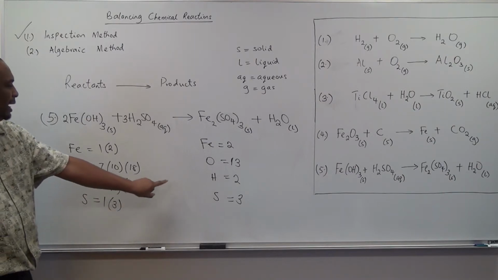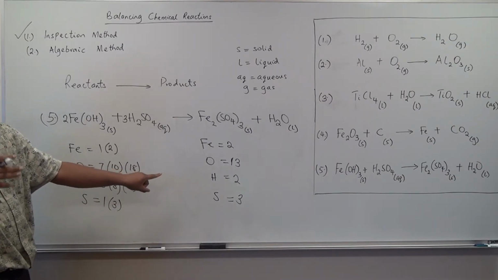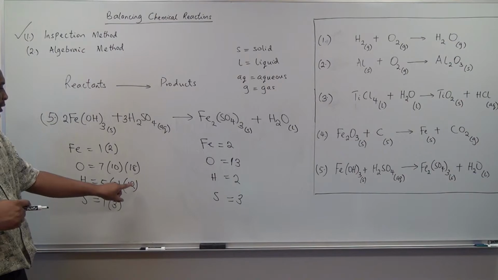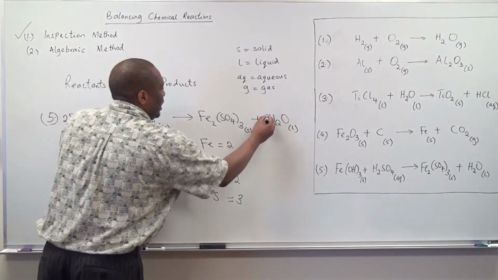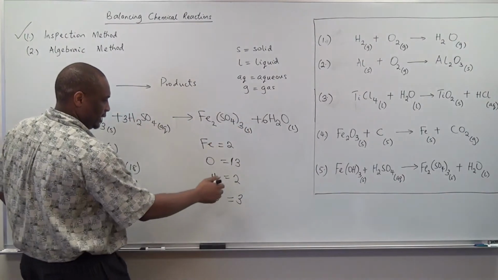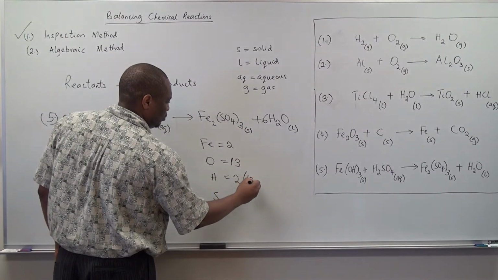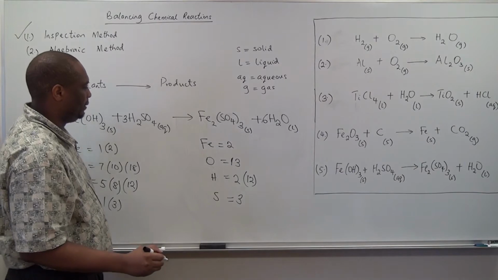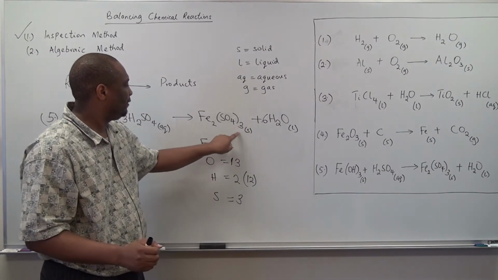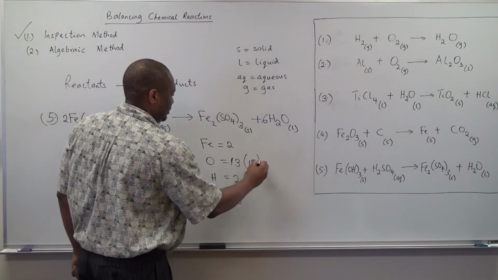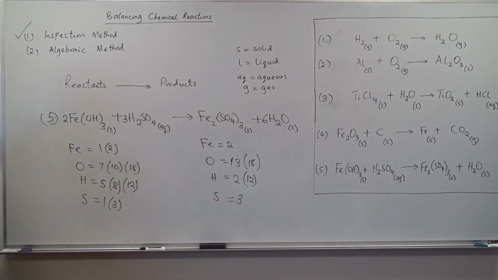So the easiest one to balance is 12, 2. 18, 13 is more difficult to balance. So 12, 2, we put 6 here. And when we put 6 here, we now have that hydrogen is 12. Okay. Then oxygen will be 6 here, plus 12 here, and that gives us 18. That makes it balanced.